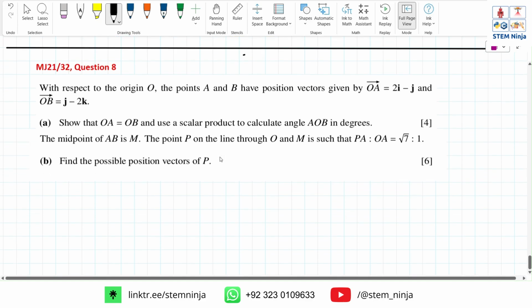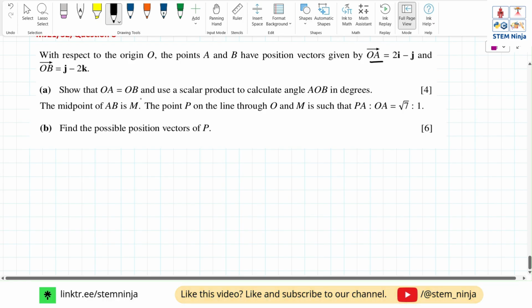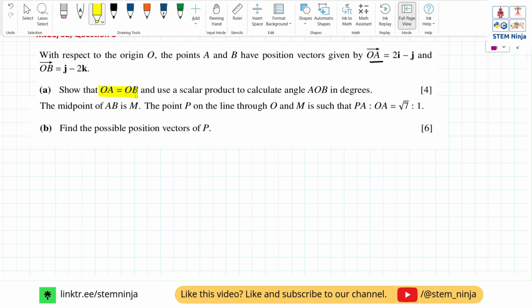With respect to the origin O, the points A and B have position vectors given by this and this. Show that OA is equal to OB. So again, they mean the length. If the arrows are not given, they mean the length. And use a scalar product to calculate the angle AOB in degrees.